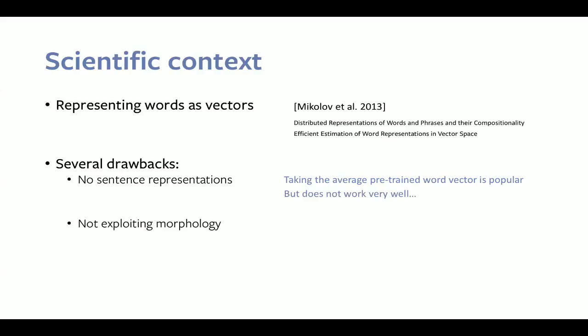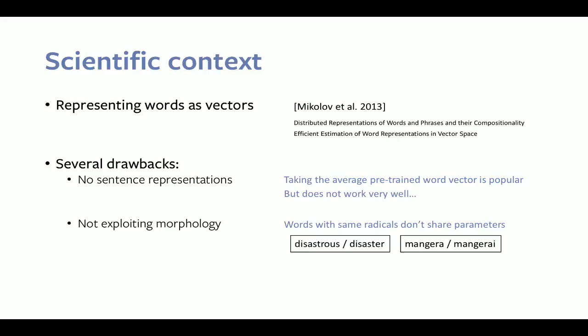The other thing is that it doesn't exploit morphology in any way. So words that have the same radicals are going to be represented with different parameters. So disastrous is going to be represented differently from disaster. However, the implementation of word2vec was very efficient, very fast, and very simple to use. So it was very widely used.